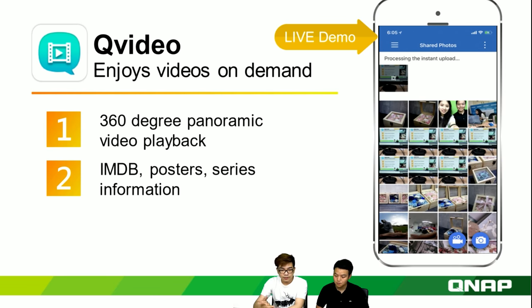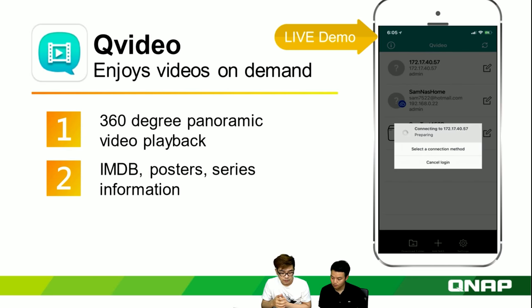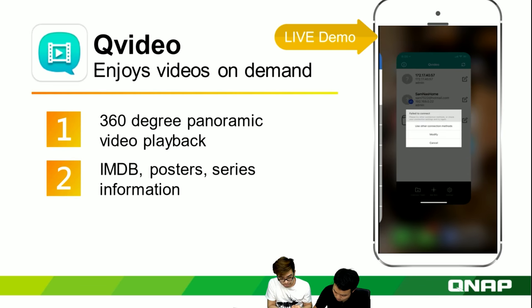So the next one is QVideo. QVideo is another app where you can see every video that you have uploaded into your NAS, like movies or films, 360 degree panoramic video playback, or other things. Can we go to the other sample? Just give me a second, I'm choosing it.